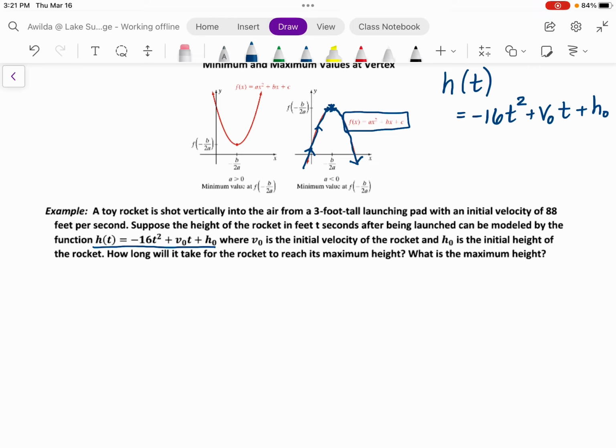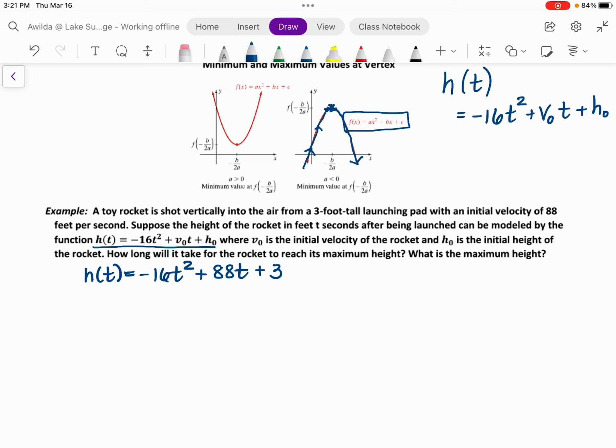Here, we're going to have to substitute the found value of t into the quadratic function to find the corresponding height, or y value. So in this example, we have h of t is equal to negative 16t squared plus 88 times t, because the initial velocity was 88 feet per second, plus 3, because that is the height of the launching pad. So that is the initial height of the rocket.